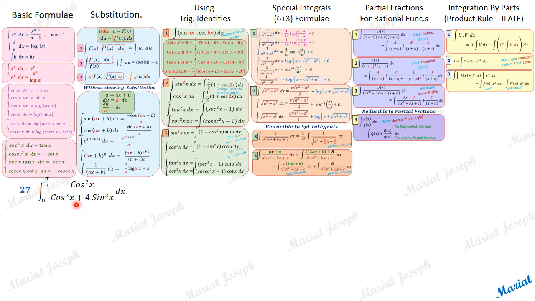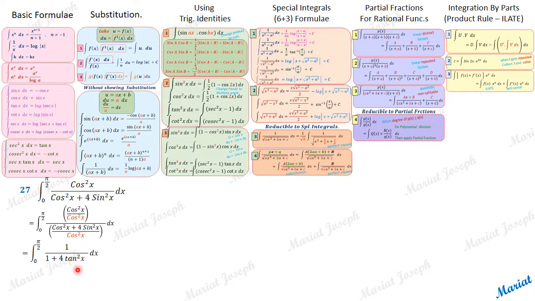To prepare this function for a suitable substitution, I am going to divide by cos square x first. When I divide by cos square x, the numerator becomes 1. The denominator becomes 1 plus 4 tan square x, since sin square x by cos square x is tan square x. Here, it is simplified. But what's the use?